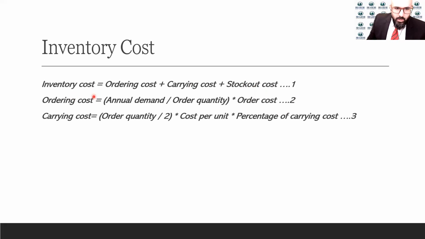So ordering cost would be the annual demand. We find out how much the annual demand for our product is, divide that by order quantity, how many units we send per order, times the ordering cost, how much each one order would cost. For the carrying cost, it would be the order quantity divided by 2 times the cost per unit times the percentage of carrying cost. So let's take an example and see how we could apply these three types of costs together to find out what the inventory cost would be.